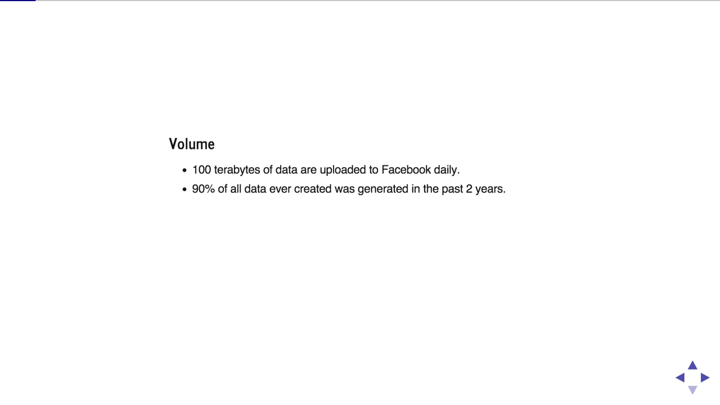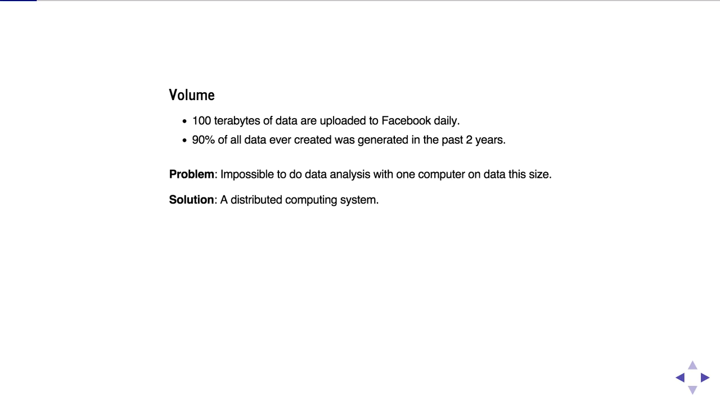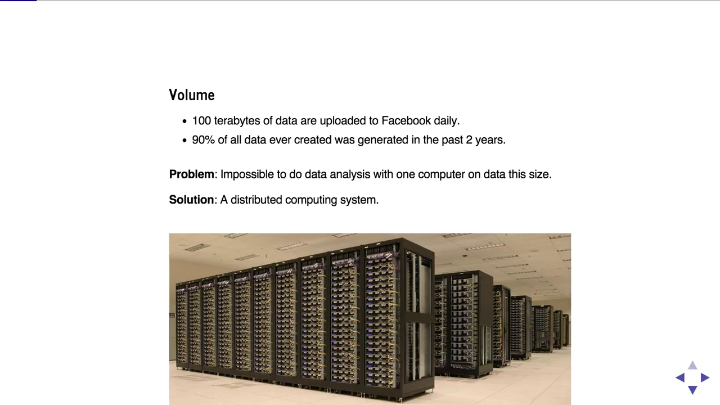For volume, Facebook has 100 terabytes uploaded every day. Over 90% of the data has been generated in the last 2 years. Because of this, it's impossible to do the data analysis on one computer in efficient time, so we need a distributed computing system. Think of it as several computers all linked up together in parallel, where each part of the cluster works on a little part of the data to process everything.